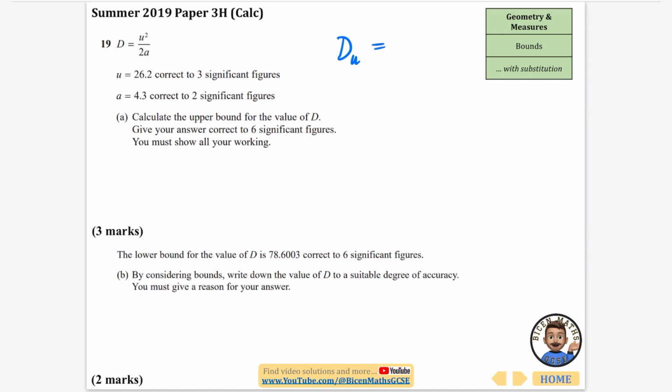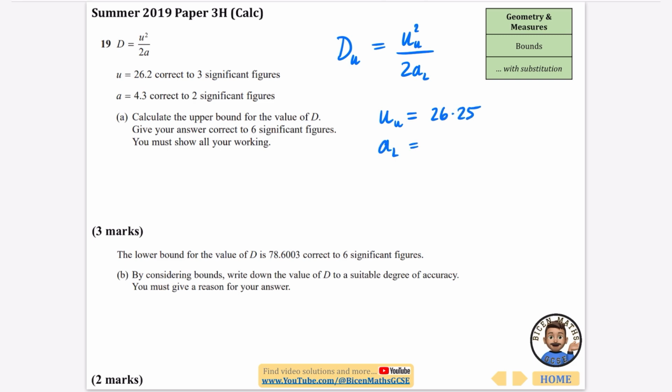Well, the upper bound of d, if we're using this formula, we want the numerator to be as big as possible. So I'm going to do the upper bound of u, and we want the denominator to be as small as possible. So that's going to be the lower bound of a. Remember, to make something as big as possible, big up here, small down here. So I need to find out what the upper bound of u is. It's 26.2 to 3 significant figures, so that would be the upper bound.